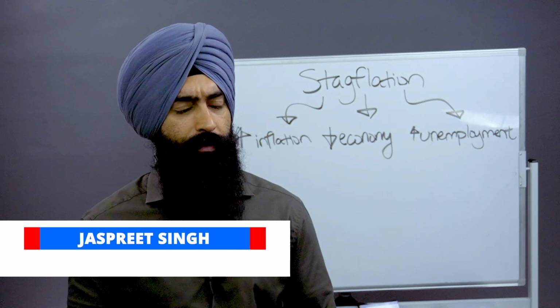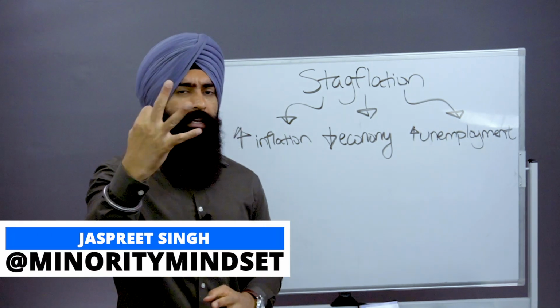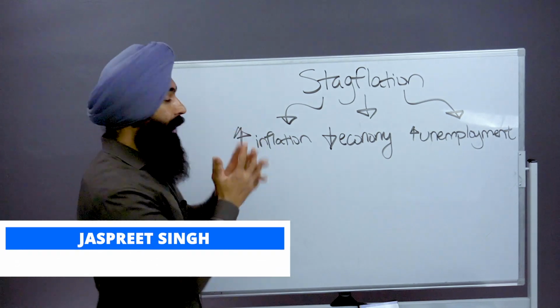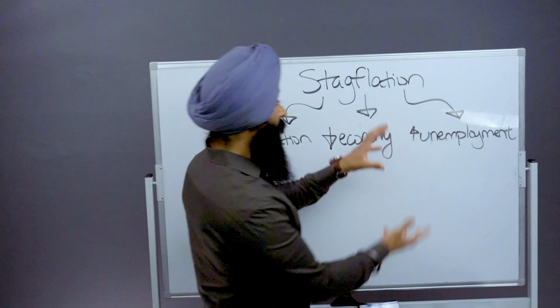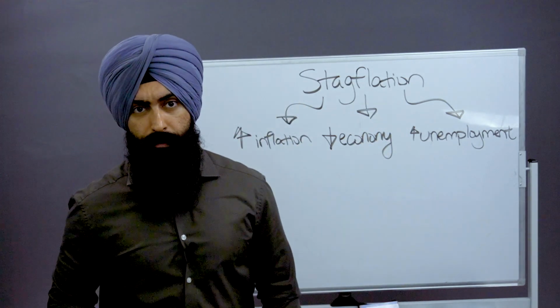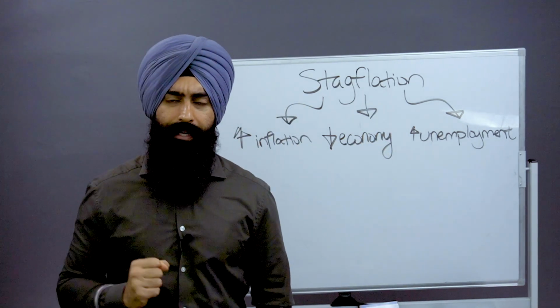Now, what is stagflation? Stagflation is when you see three things happening at the same time. You see high and potentially rising inflation, you're seeing a slowing economy, and you're seeing high and potentially rising unemployment. So three negative things happening at the exact same time.